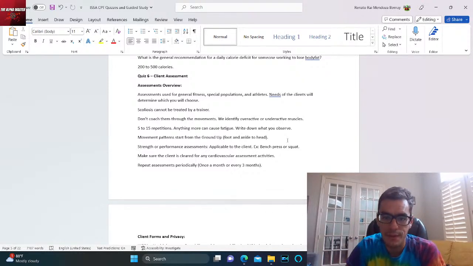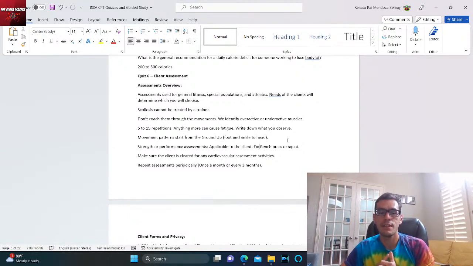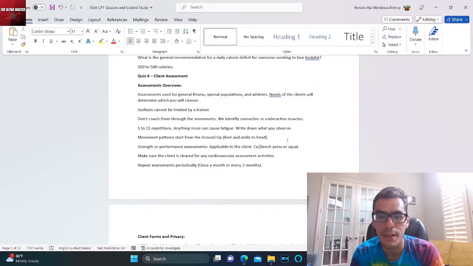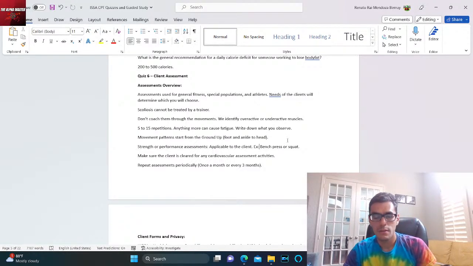Strength or performance assessments must be applicable to the client, like the bench press or the squat.